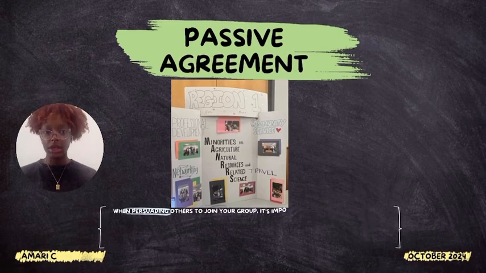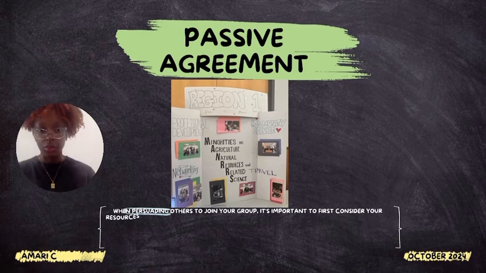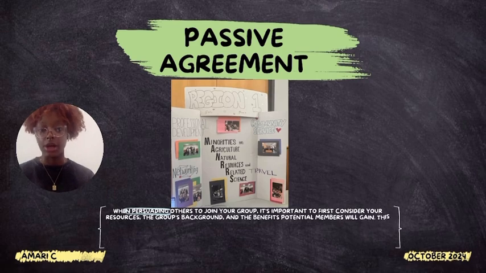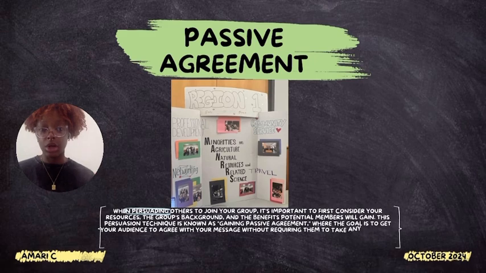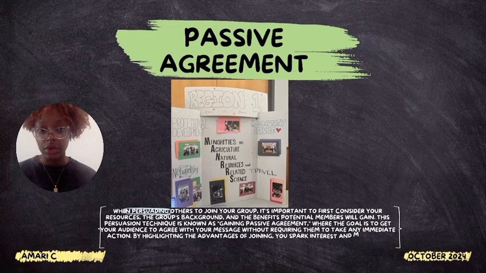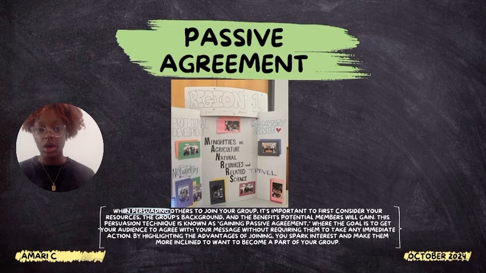So when persuading others to join your group, it is very important to first consider your resources. Like I said before, if you don't know an ounce of information about what your group is providing and what benefits your group offers, your audience won't be attracted. This is called passive agreement. This is where the main goal is to get your audience to agree with your message without requiring them to do anything, sign any papers, just listen to you and be convinced.